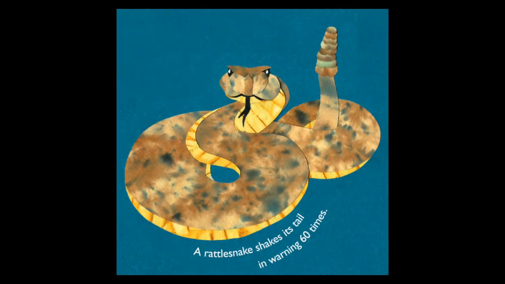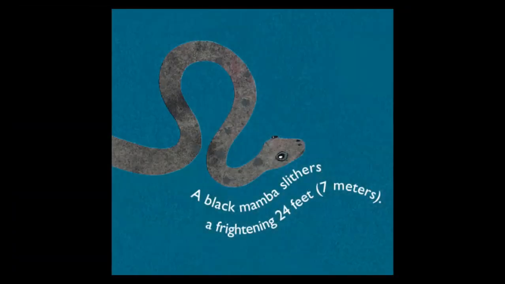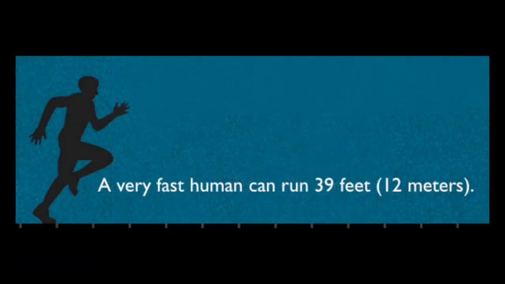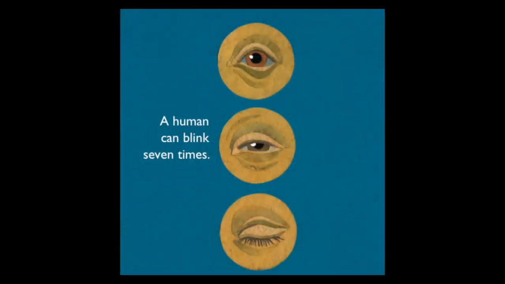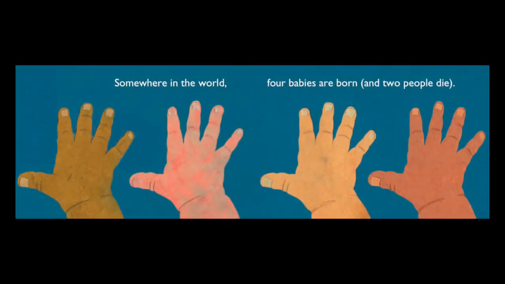In 1 second, a rattlesnake shakes its tail in warning 60 times. A black mamba slithers a frightening 24 feet. A very fast human can run 39 feet per second. A human can blink 7 times in 1 second. In 1 second, somewhere in the world, 4 babies are born and 2 people die.